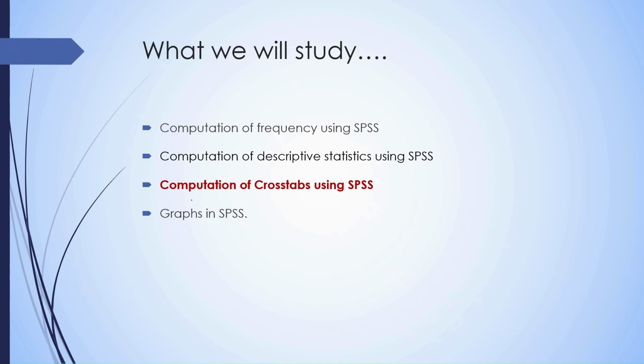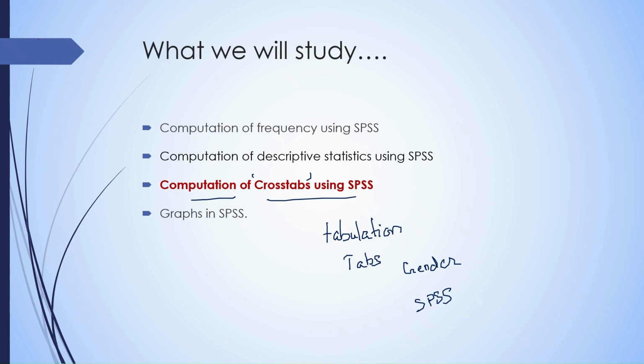Next we have computation of crosstabs using SPSS. What is crosstabs? Crosstabs is short for cross tabulations. IBM has made it crosstabs. These are tables that display the relationship between two or more categorical variables. We know what categorical variables are, like we had gender and socio-economic status. These are the categorical variables. So crosstabs are those tables which display the relationship between two or more categorical variables.